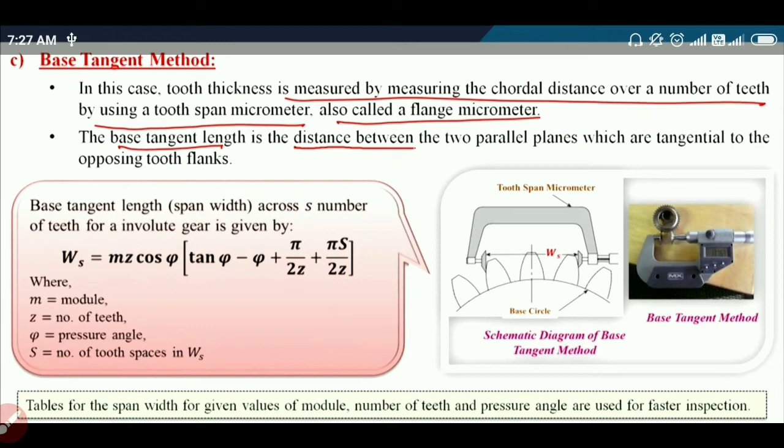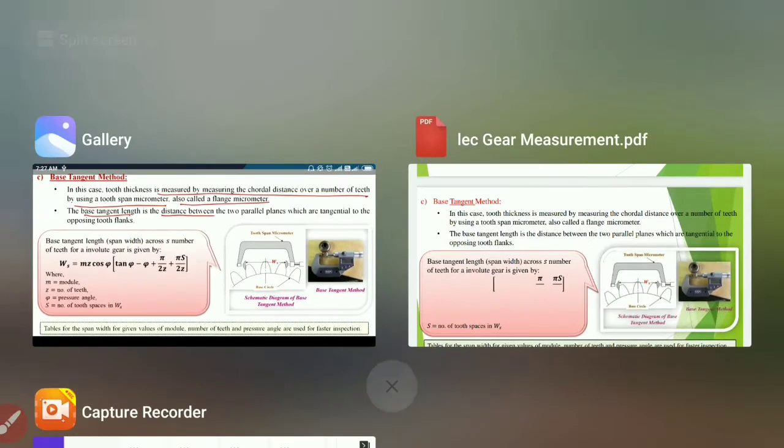Tables for the span width for given values of module, number of teeth and pressure angle are used for faster inspection. Here they also show the diagram of the actual base tangent micrometer instrument. Now moving to the next slide.